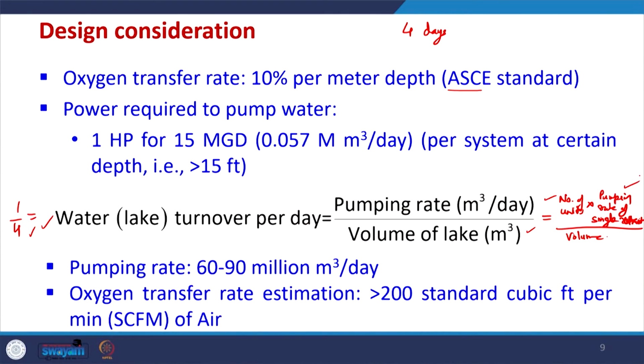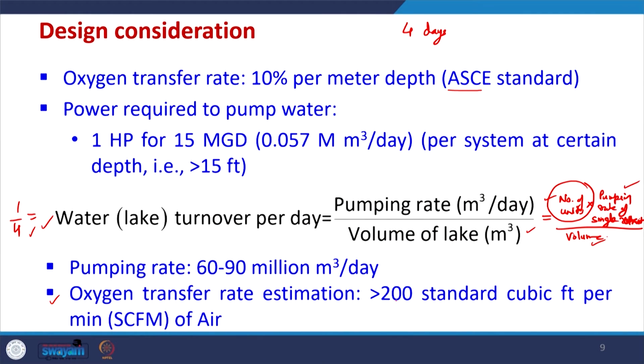Now, this is fixed. From this, and the pumping rate is also known, the volume is also known. So, we can get to know how many units we require. Through these methods we can find out how many aeration units are required in any lake or reservoir, so that the amount of air or DO is always good in that lake, and also proper mixing is happening, but that mixing is not very quick, so that the sediments are not lifting.